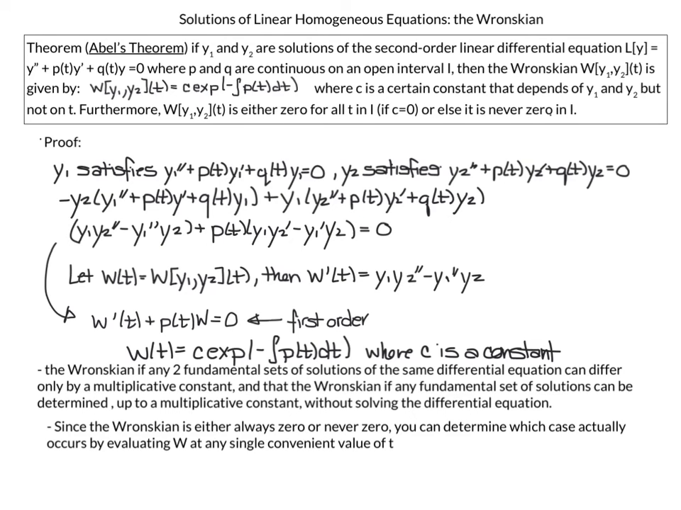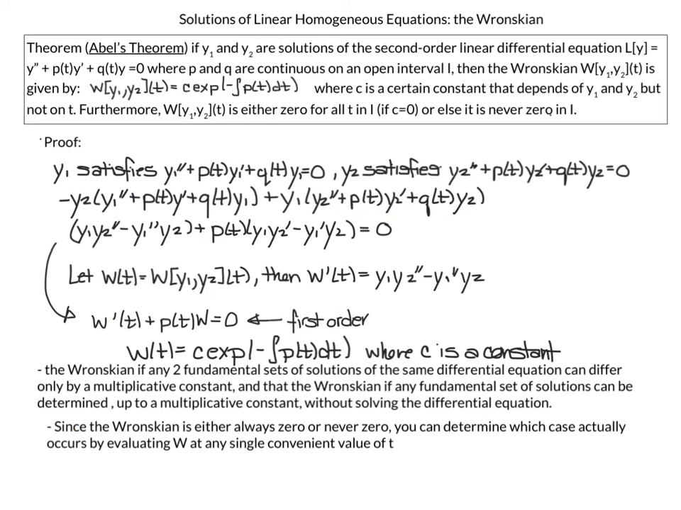I'm not going to go through the proof of Abel's theorem, but I do have it outlined here. It's actually pretty short. One note here: if you have two fundamental sets of solutions, like that last problem where we had two fundamental sets of solutions for y double prime equals y, then two fundamental sets of solutions of the same differential equation can differ only by a multiplicative constant. In other words, if you calculate the Wronskian of the first set and the Wronskian of the second set, they'll be the same except for a multiplicative constant.